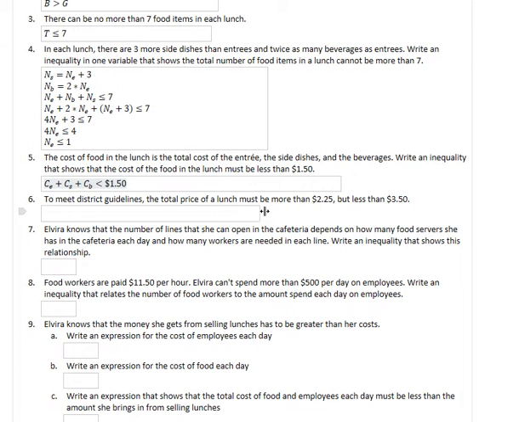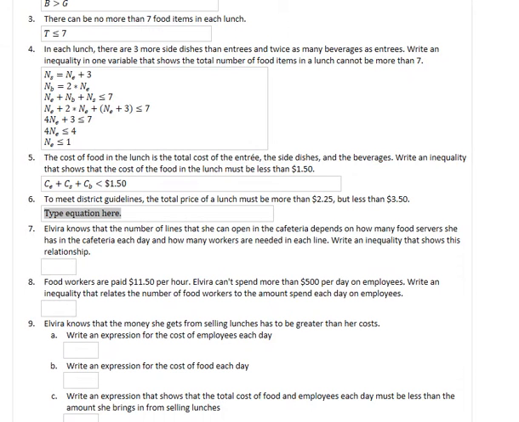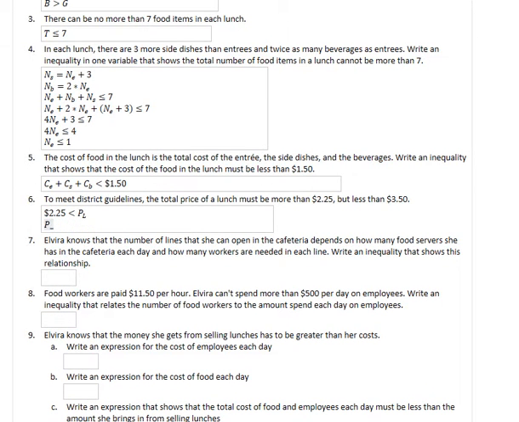To meet district guidelines, the total price of a lunch must be more than $2.25, but less than $3.50. Okay, we have the price of a lunch being PL. So our first one says that it must be greater than $2.25, but it must also, the price of a lunch must also be less than $3.50.